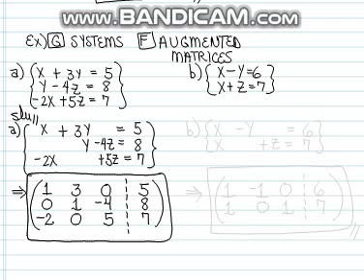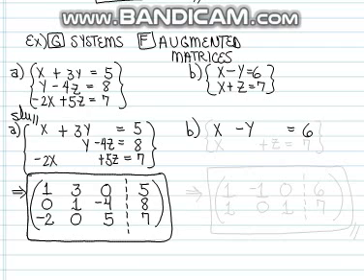Now, for part B, let's get that one lined up. We have three variables in part B, so let's line them all up. We have the x, and then the minus y, and then there's nothing in the z column, and then the equal sign, and then the 6.